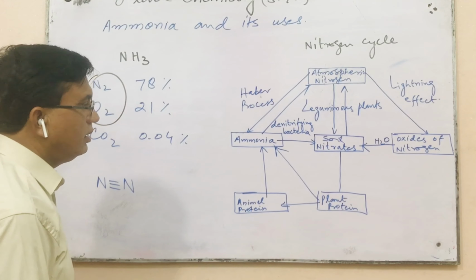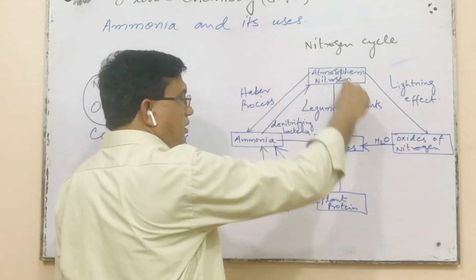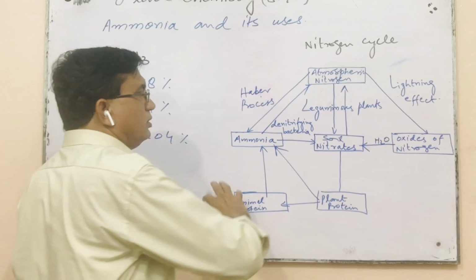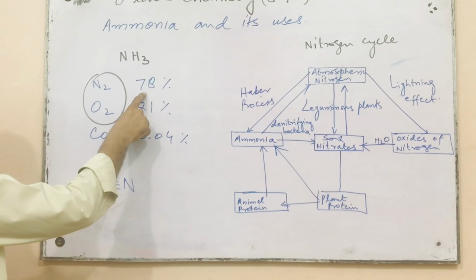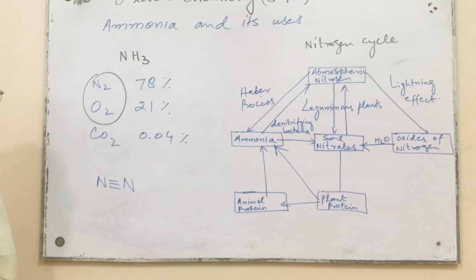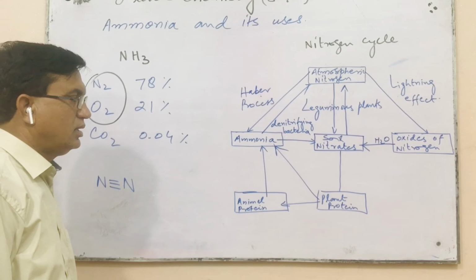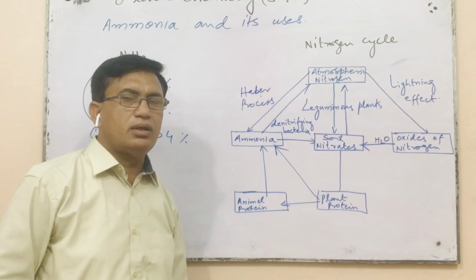In this manner, this whole cycle remains continuous all the time, maintaining the percentage of nitrogen in the atmosphere at a 78% fix. This is called the nitrogen cycle.